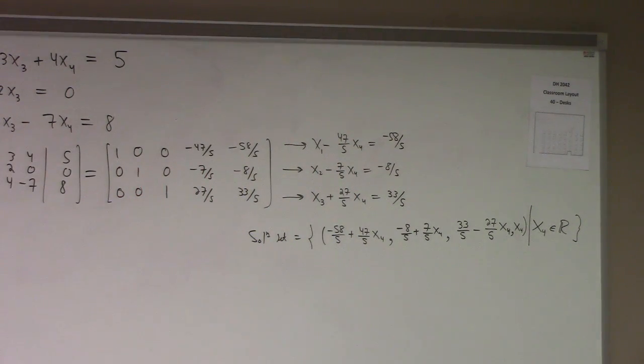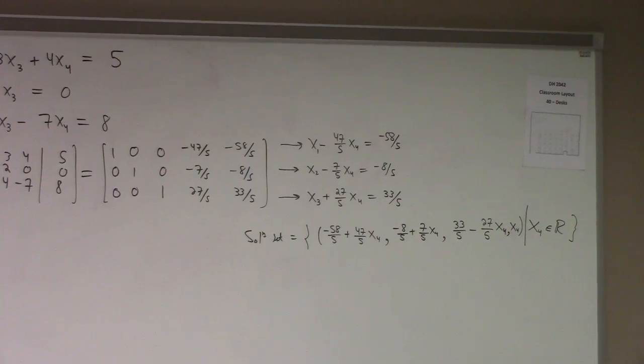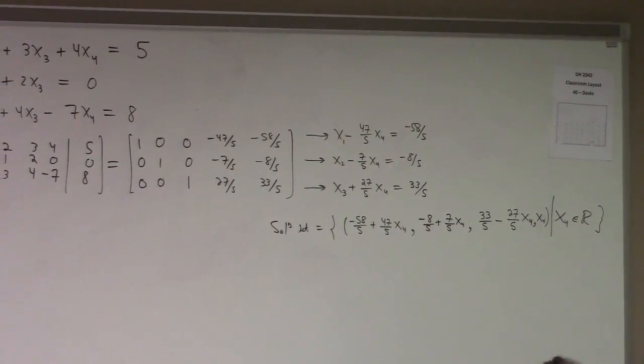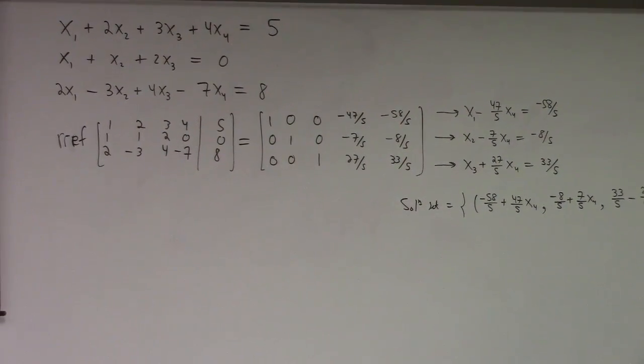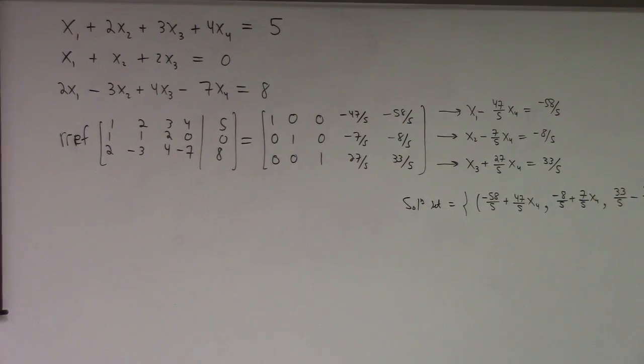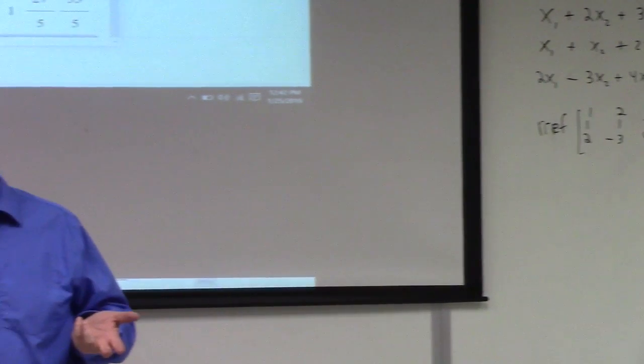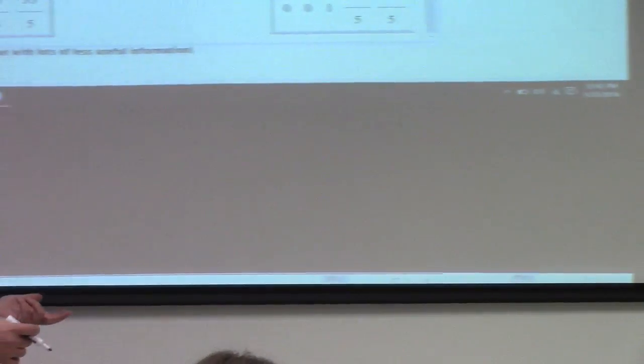So in this case, x1, x2, and x3 are the pivot variables, right? And I've written them in terms of the non-pivotal variable, which is x4. So the non-pivotal variable will be a parameter in the solution set. And this is true for other expressions.